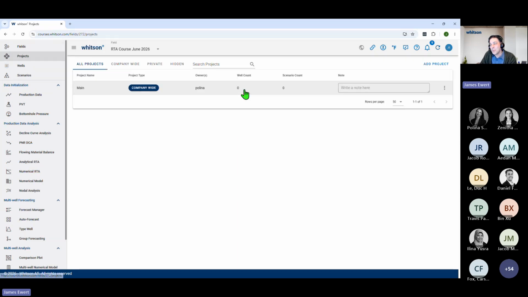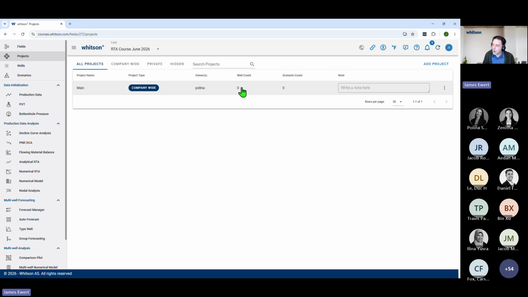If you click on that, we'll open it up, and it'll bring you in to that field. Now, what I want you to know is that in every field, there is a main project. That main project is the repository for all of the data that your company has wired into Whitson Plus. There's a lot of different ways to get data into Whitson. So what I consider main to be is kind of the buffet of wells that are available for me to analyze.